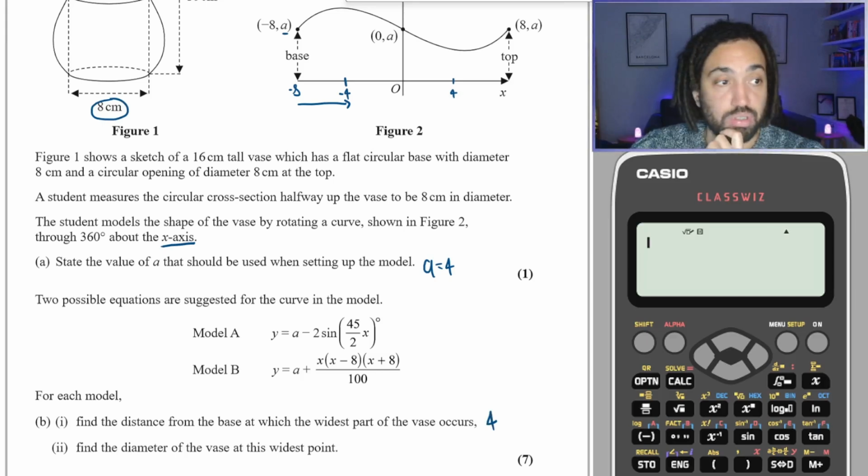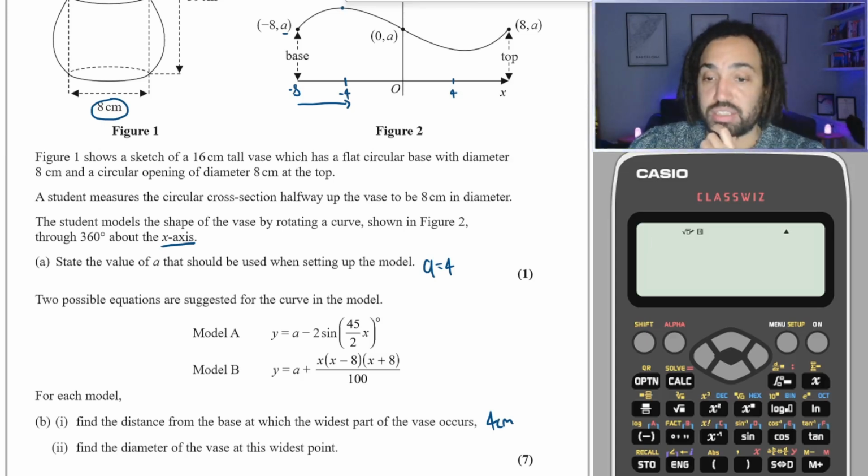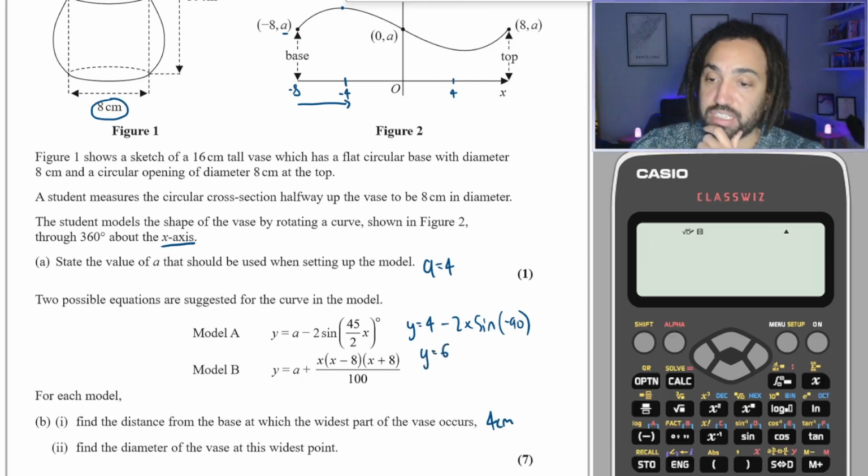So 4 centimeters. And we can sub that into model A to find the height. Or actually, we'd have to sub in minus 4 to get the maximum right here. Subbing in minus 4 gives me y equals A, which we said was 4, minus 2 times sine of minus 90, when I sub in minus 4 times 45 over 2. So this is going to give me 6. So this distance here is 6. That means that when that's wrapped around the x-axis, it's going to create a diameter of 12 centimeters.